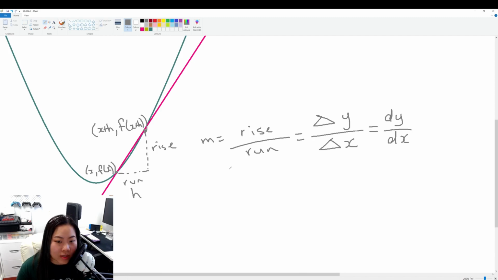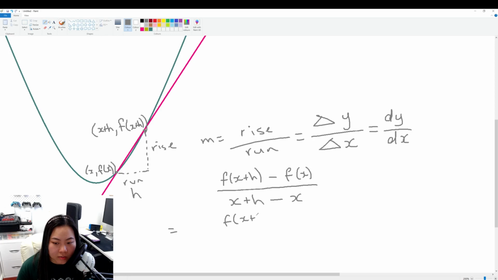Now, what is the rise and what is the run? So the rise is y2 minus y1, right? The run is x2 minus x1. So that is going to be f of x plus h minus f of x, over h, because the run is just h. We already know this, so that's good that it turned out correct.